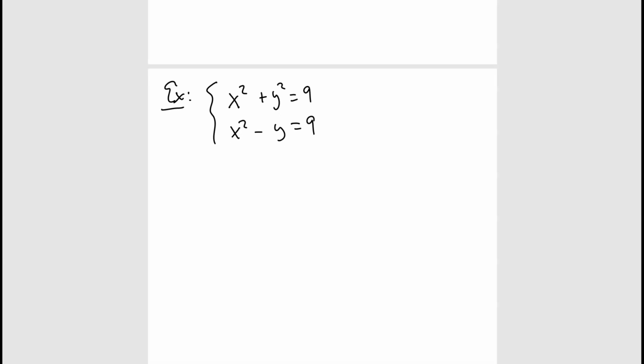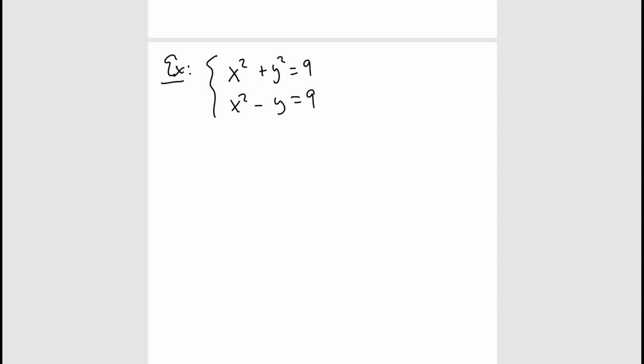So let's say we want to solve the system of nonlinear equations. x squared plus y squared equals 9, and x squared minus y equals 9. So notice that we have a circle on the top, and then we have a parabola on the bottom. Okay, so which one do you want to use? You can easily use elimination if you want. However, if you do use elimination, notice that the y squares are not going to eliminate. You're going to have a y squared, and you're also going to have a y. So I think in this case, the best thing to do is use substitution.